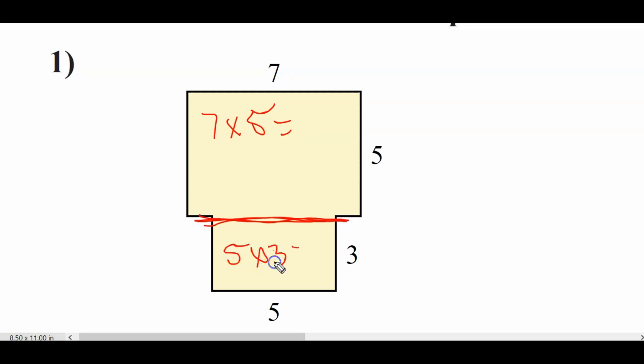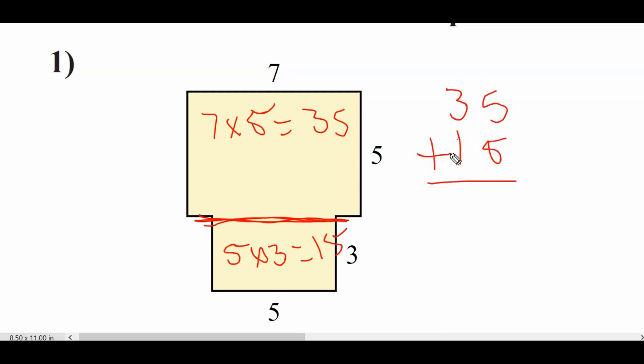5 times 3. 7 times 5 is 35. 5 times 3 is 15. So it's 35 plus 15, okay? 5 plus 5 is 10. Put the 0 down, carry the 1. And then 3 plus 1 is 4, plus the 1 that I carried? 5. So the whole thing is 50, okay?